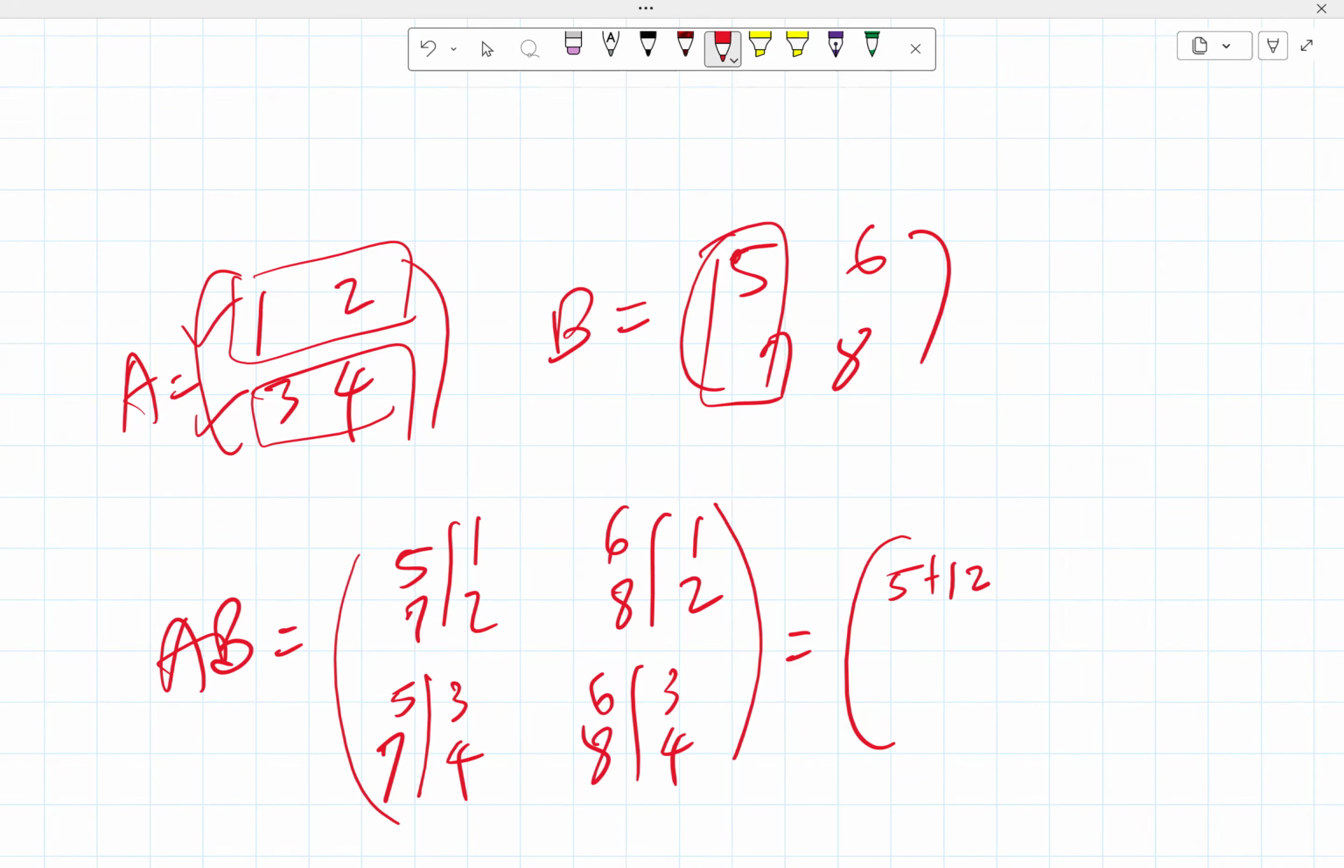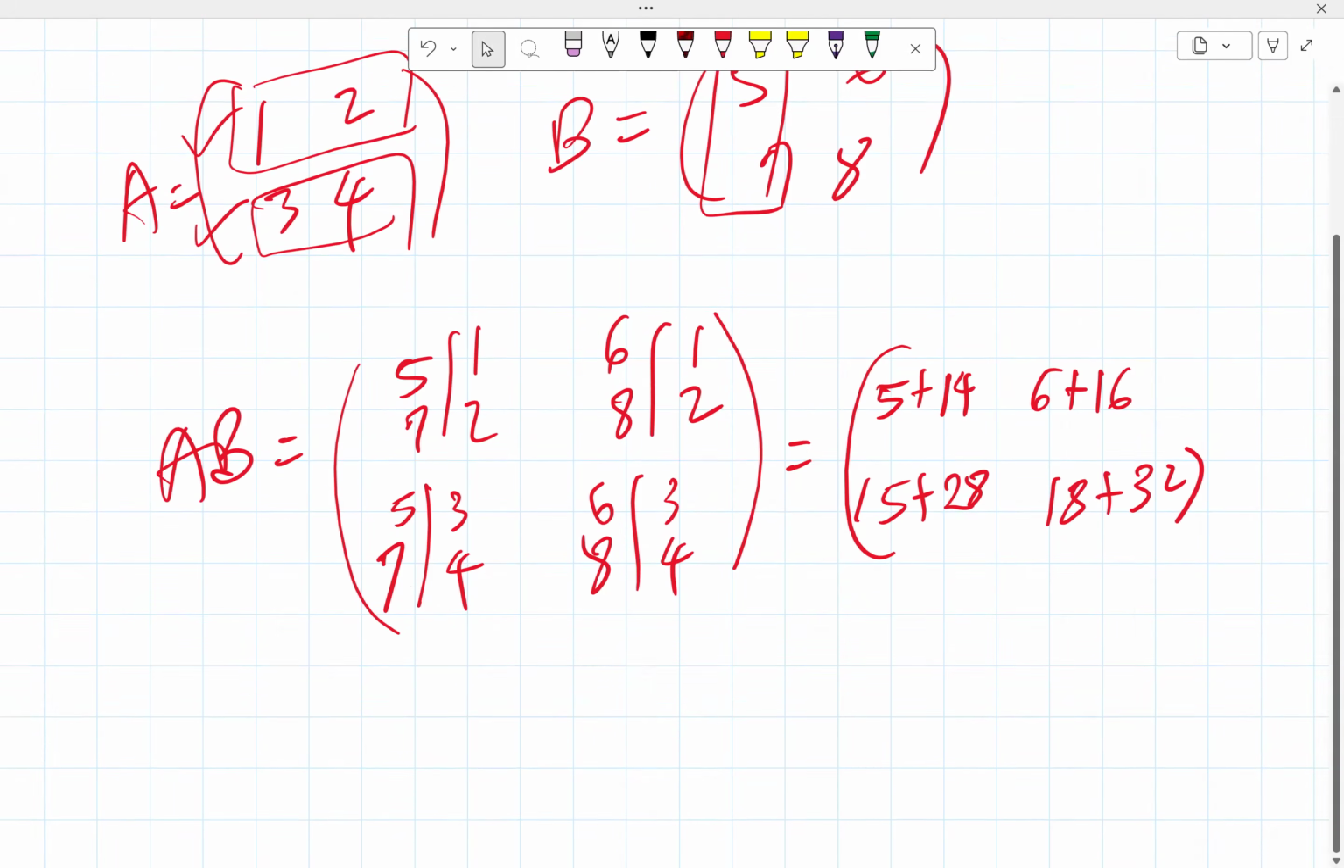Then 1, 2 comes over like that. So 5 times 1 is 5, 7 times 2 is 14. Then 6 times 1 is 6, 8 times 2 is 16, right? 5 times 3 is 15, 7 times 4 is 28. 6 times 3 is 18, 8 times 4 is 32.